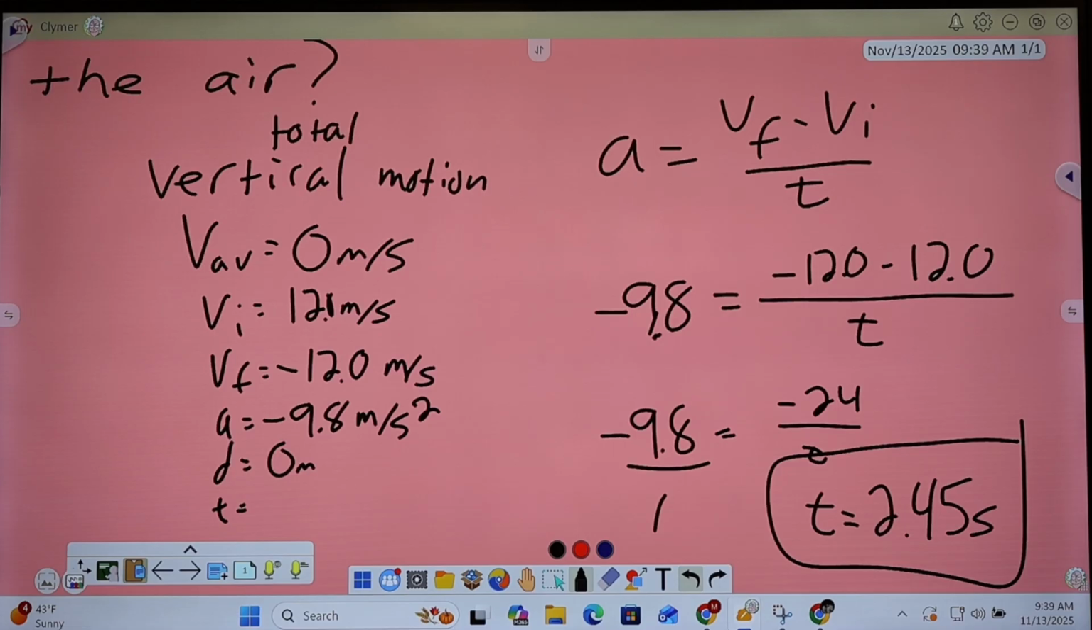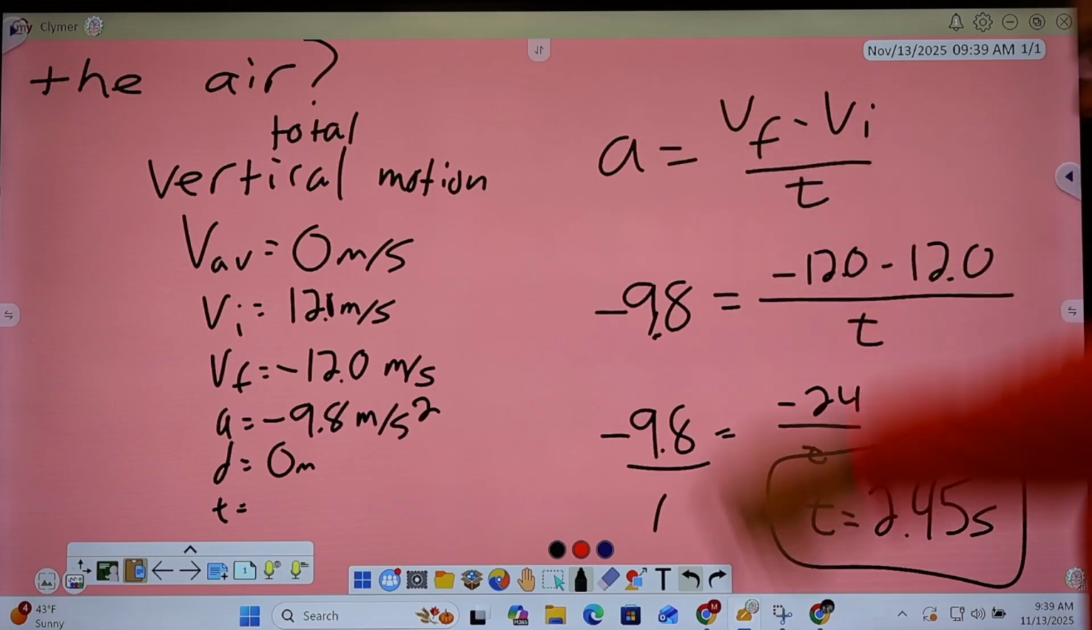All right. So, again, let's think about what is this time? This is the total time the ball took to be kicked and to land some distance away.